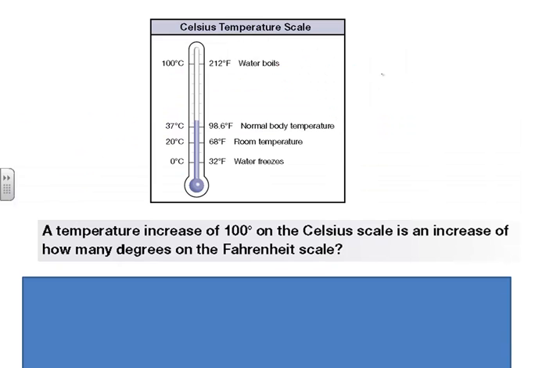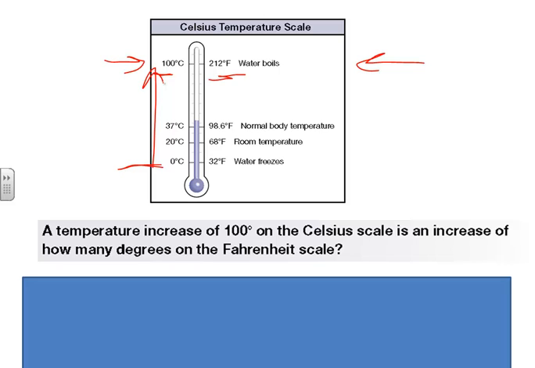Okay, let's turn our attention now to temperature. Here we have our Celsius scale. On this side over here, you have the Celsius, and this side over here, you have the Fahrenheit. So you see that 100 Celsius is equal to 212 Fahrenheit, and so forth down the thermometer there. So a temperature increase of 100 degrees on the Celsius scale is an increase of how many degrees on the Fahrenheit scale? So if we go from right here and we increase 100 on the Celsius scale, how much have we increased on the Fahrenheit scale?